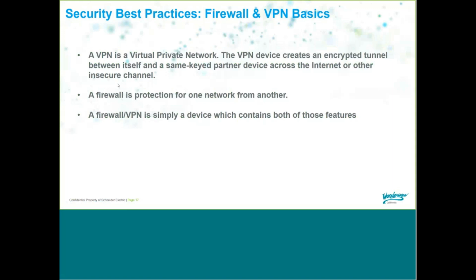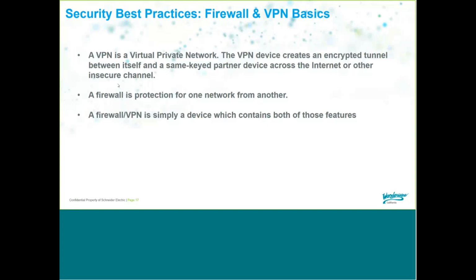So a virtualized private network, or VPN, is a device that creates an encrypted tunnel between itself and a keyed partner device across the internet or other secure channel. So you do typically install a VPN client on your device. Some devices have a VPN built into it, but they allow you to connect to your VPN device and create a secure network channel. A firewall is a device that segregates networks.